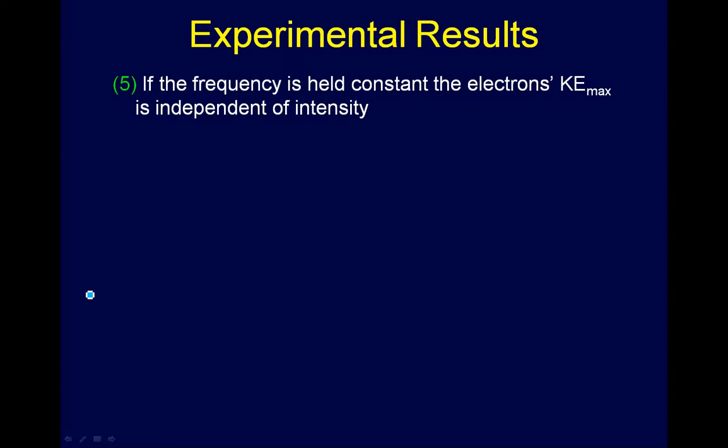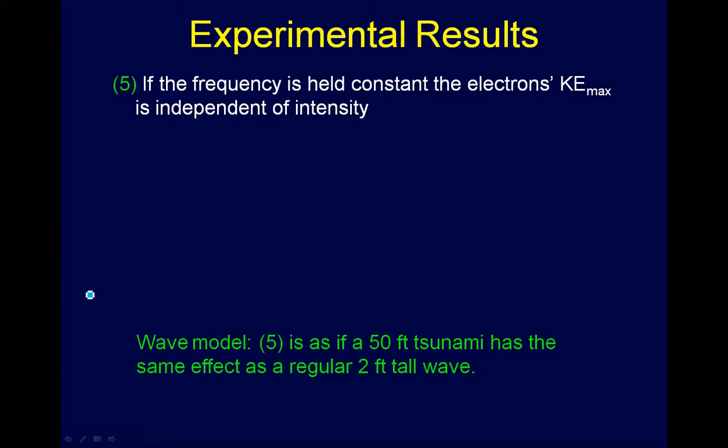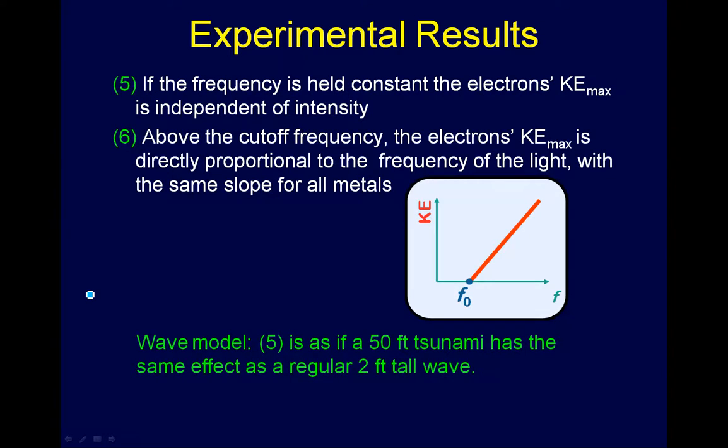And finally, if the frequency is held constant, the electron's maximum kinetic energy was independent of intensity. This is that example we were talking about, the wave model comparing a 50-foot tsunami versus a regular 2-foot tall wave. In this experiment, if the frequency was held constant, the maximum kinetic energy didn't depend on intensity. So you could send a super big 50-foot wave or a 2-foot wave, and the electrons would still come out with the same kinetic energy. The book will have little plots like this. Above this cutoff frequency, the electron's maximum kinetic energy is directly proportional to the frequency of the light, with the same slope for all metals.